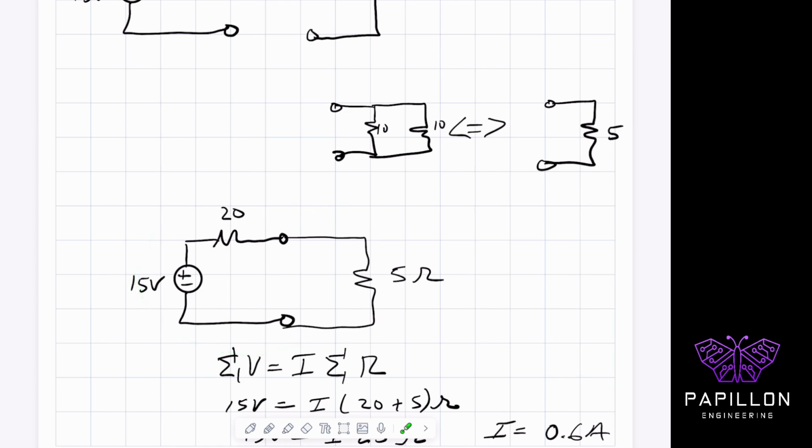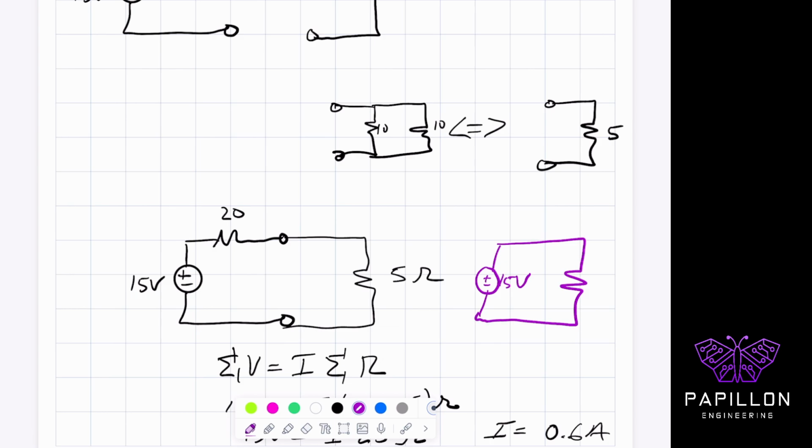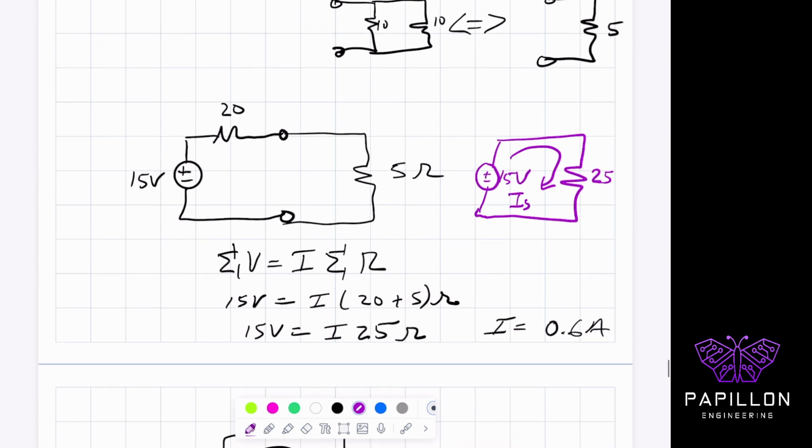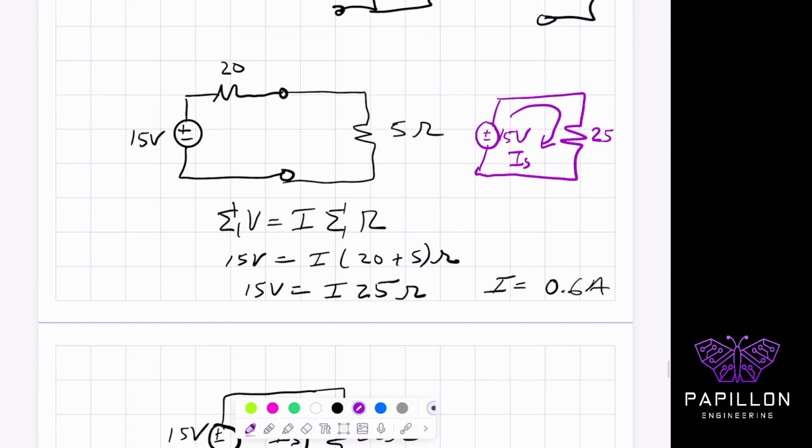Because remember, our goal is to simplify our problem. Our goal is to have here the 15 volts, and then our equivalent, or our total, which is going to be our 25 ohms, right? 15 volts, and then our current I source, right? So if we did that, we're going to be left with the 15 volts, right?